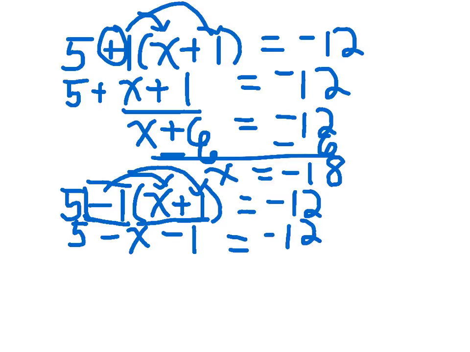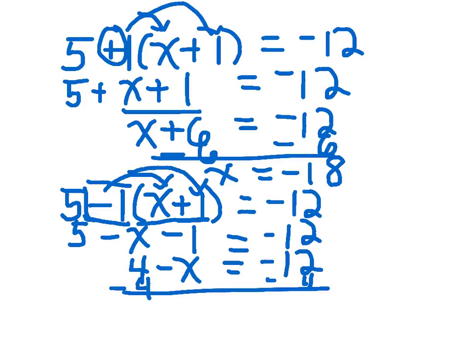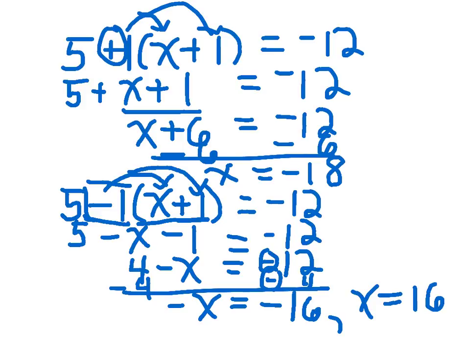So 5 minus 1 is 4, and 4 minus x, or you could call it -x plus 4, is -12. When I subtract 4, I'm going to run out of room. The opposite of x is -16. Notice I have same signs. Like signs, add, use the sign of the greater. That makes x equal to +16.